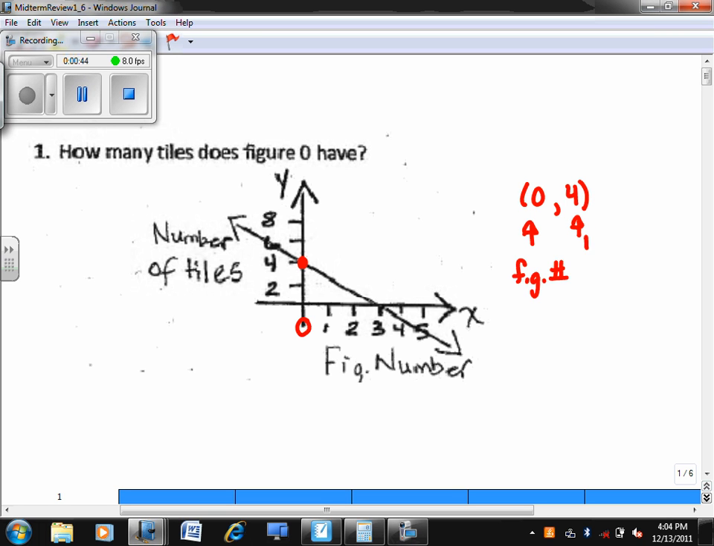So y is our number of tiles. That would be b if we were doing a linear equation. We would write b here. B equals 4. The y-intercept is 4. There are 4 tiles in figure 0.